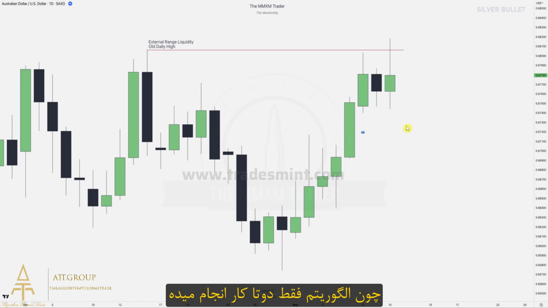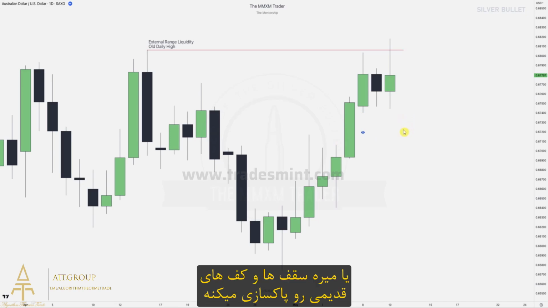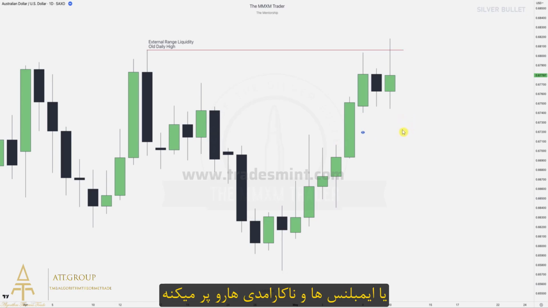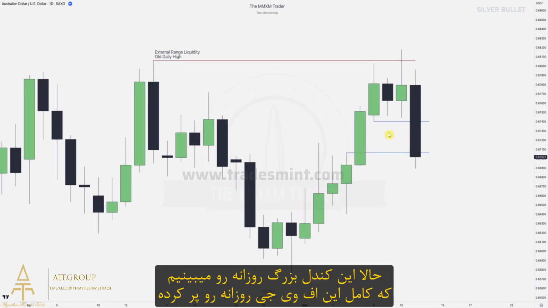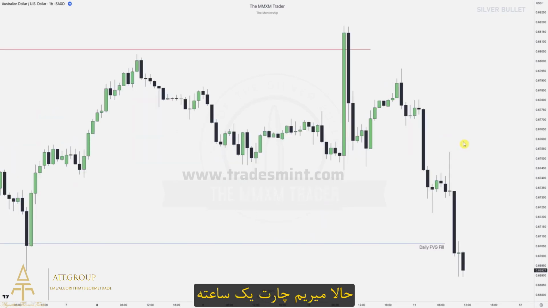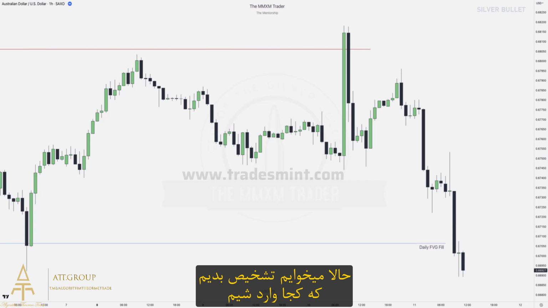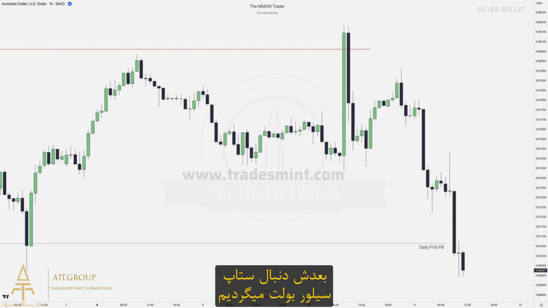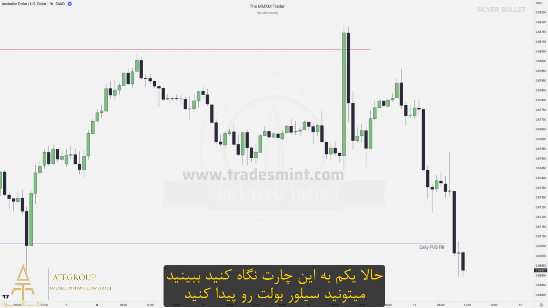Because the algorithm only does two things, which is running old highs and lows, and repricing into imbalances and inefficiencies. Now we see this big daily candle completely filling up this fair value gap on the daily time frame. Now we drop down into a 1 hour chart. How are we going to identify where to get in? We wait for that intermediate term high to form, and then we look for that silver bullet setup. So look at this chart for a bit and see if you can spot the silver bullet.